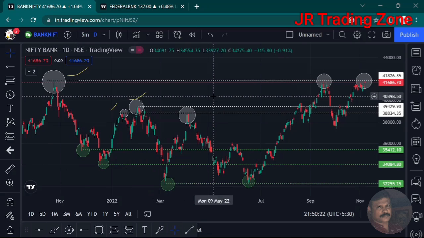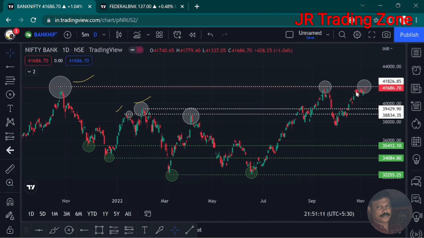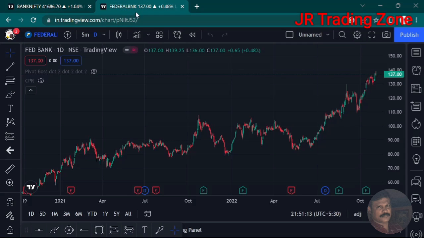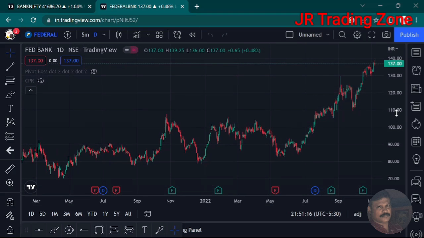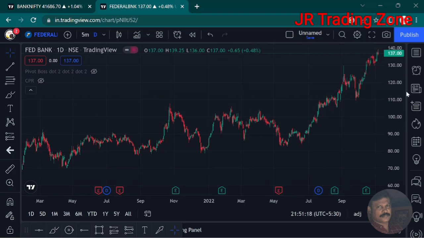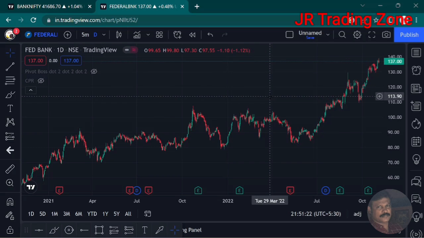Okay, now I am a Nifty Bank Nifty trader. I don't want to show all the examples of stock. I don't trade in stocks, but for your convenience, sometimes you may be an investor. If you are an investor, I will show one more example of a stock. I will take the example of Federal Bank itself. Yeah, this is the Federal Bank day chart.